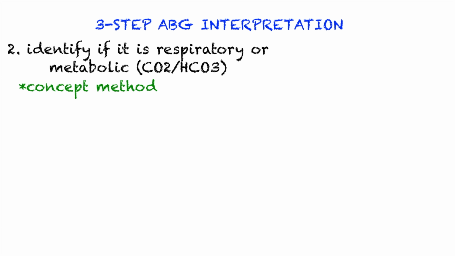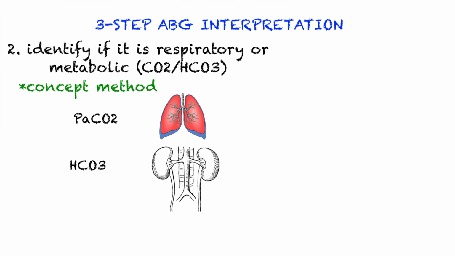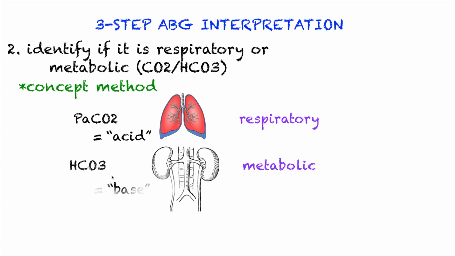We talked about this earlier already, and that is carbon dioxide is being regulated by your lungs while the bicarbonate is being regulated by your kidneys. If your carbon dioxide level is abnormal while the bicarbonate is normal, you have a respiratory condition. On the other hand, if your carbon dioxide is normal while the bicarbonate is abnormal, you have a metabolic condition. And just to throw it out there, remember that carbon dioxide is to acid while bicarbonate is to base. It is best if we use examples for this method.